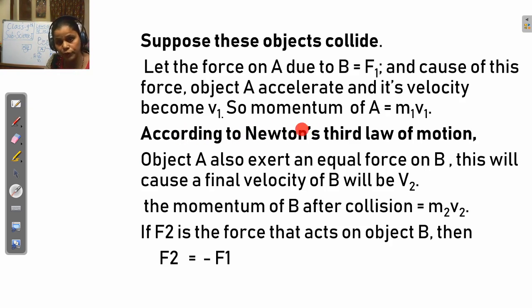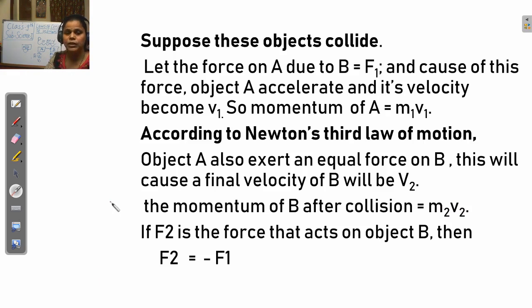So according to Newton's third law, when object A exerts a force on B, B also exerts an equal force on A, and this causes the final velocity of object B to also change. Let's consider the final velocity of object B is v2. So the momentum of B after collision is m2 v2, because v2 is the final velocity and m2 is the mass. Understand? So the final momentum after collision: the momentum of A is m1 v1, and the momentum of B is m2 v2.